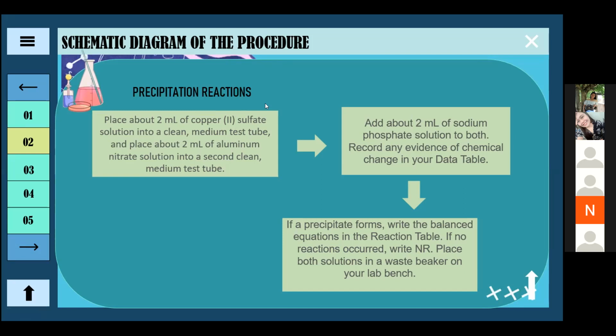Precipitation reactions. Place about 2 ml of copper 2 sulfate solution into a clean medium test tube and place a second solution into another medium test tube. Add about 2 ml of sodium phosphate solution to both. Record any evidence of chemical change in your data table. If a precipitate forms, write the balanced equation in the reaction table. If no reaction occurred, write NR. Place both solutions in a waste beaker on your lab bench.